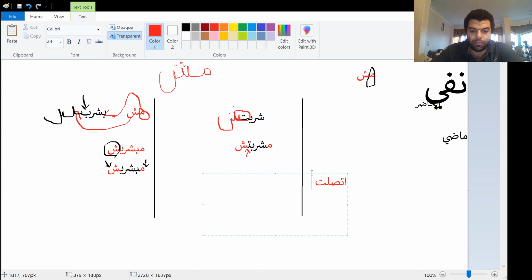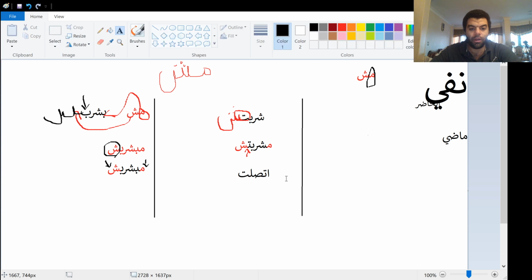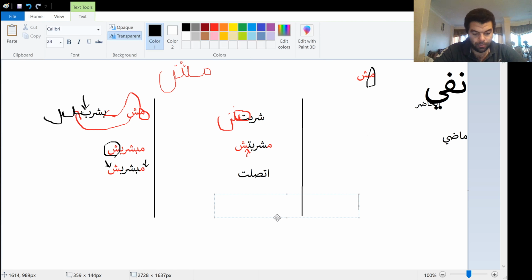Okay, so let's move it here. اتصلت, and let's make it black as usual. Okay, so now we need to add the sandwich. As I said, in the past, we only use the sandwich. So you know now we add meme first and then sheen at the end, and it would look something like this. ما اتصلتش.